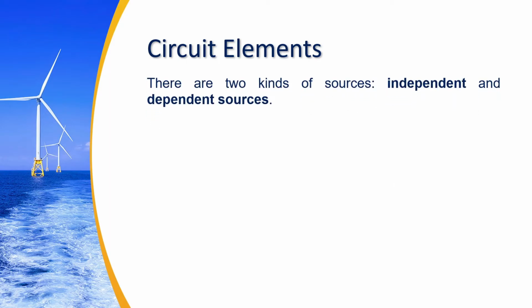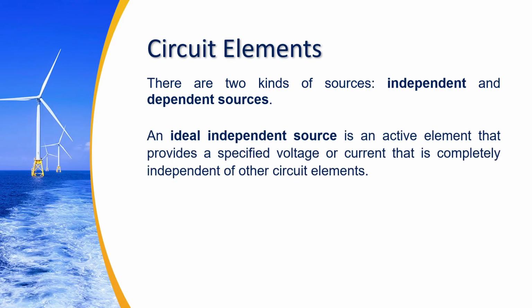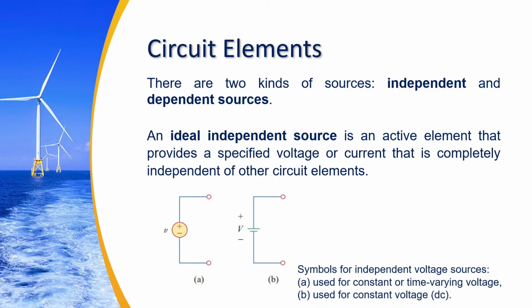Okay. So there are two kinds of sources, independent and dependent sources. Unahin natin ang independent source. Independent source is an active element that provides a specified voltage or current that is completely independent of other circuit elements. Naka-independent siya sa other elements. In this figure, yung A is for constant or time varying voltage. Kapag nakita mo na naka-circle yung source natin sa circuitry, independent source siya.